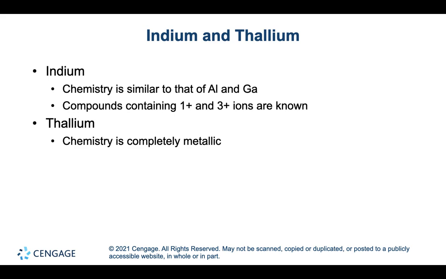Indium and thallium, these are less commonly discussed in chemistry, but their chemistry is very similar to aluminum and gallium. They typically not only form +3 ions, but they can lose their 1p electron to form a +1 ion. Thallium, completely metallic in its chemistry.